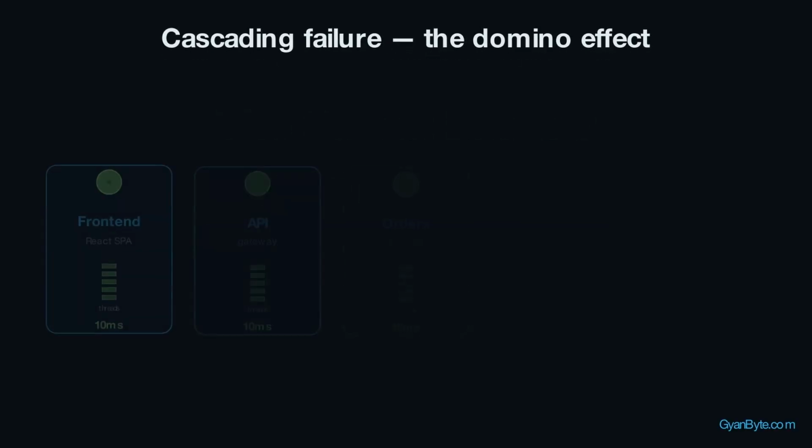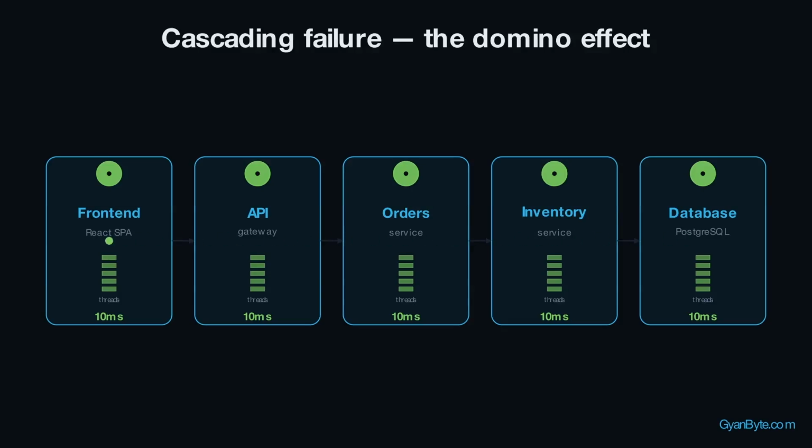Let's see exactly what happens without a circuit breaker. You have 5 microservices in a chain. The front end calls the API, then orders, inventory, and the database. The database starts responding slowly, maybe a bad query, a disk IO spike. Response times go from 10 milliseconds to 5 seconds. Inventory is waiting on the database. Its thread pool fills up.